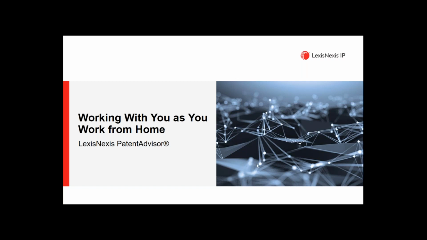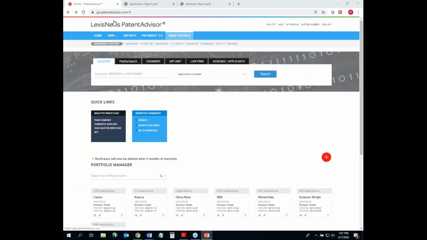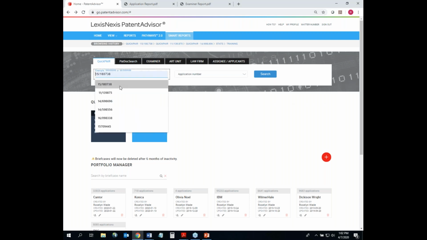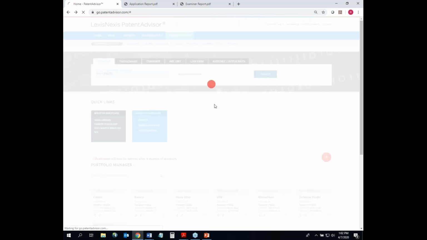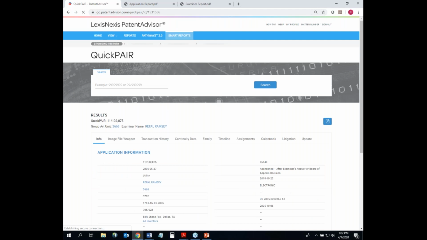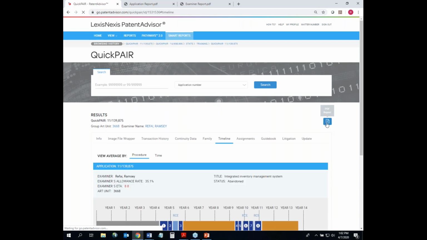So our first tip, and let's take a look. I'm just in PatentAdvisor here. The first tip is actually going to be in Quick Pair. And something that I like to point out in Quick Pair that not everyone knows about is our application report. To get to the application report, you are just going to put in your application, and I'll go ahead and hit search here, just like you normally would. And this icon right here is where you're going to find this application report.